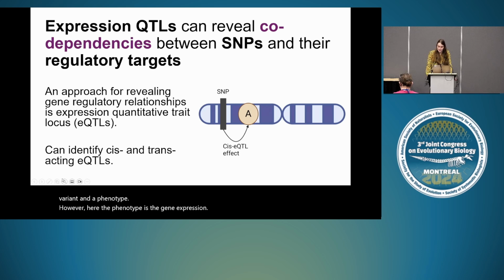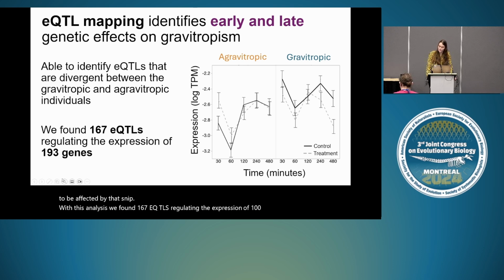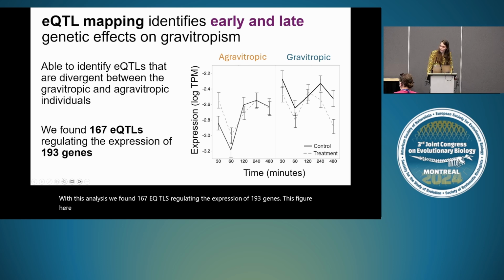So we have a range of SNPs, and we want to see if the expression of any given gene is likely to be affected by that SNP. With this analysis, we found 167 eQTLs regulating the expression of 193 genes. This figure here shows the expression over time of the genes affected by an eQTL. On average, we can see that the expression within gravitropic individuals is higher over time, particularly at the start of the gravitropic response. So the agravitropic plants produce less expression while the gravitropic plants produce more.